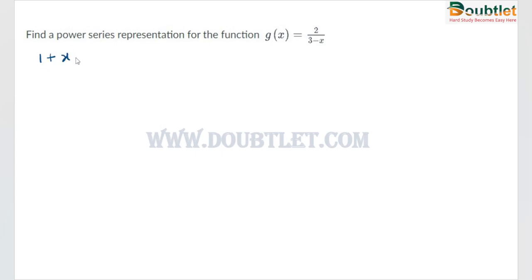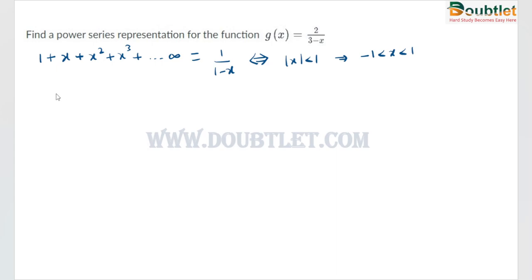We know that 1 plus x plus x square plus x cube, and so on up to infinite terms, is 1 divided by (1 minus x) if and only if mod x is less than 1. That means if x belongs to the interval of convergence from -1 to 1, then this series will converge.